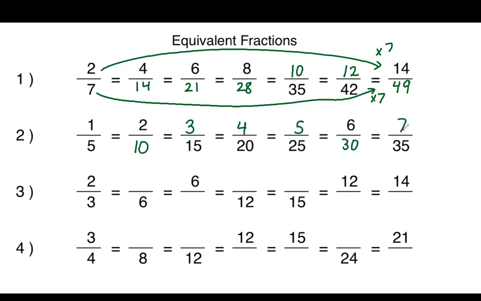Did you see that pattern for number 2 developing? How about for number 3? Once we get going, let's try the first one. How did I get from 3 to 6? That's a factor of 2. So if I use that same factor of 2 on the numerator, I end up with a numerator of 4. And I can see a pattern developing here.